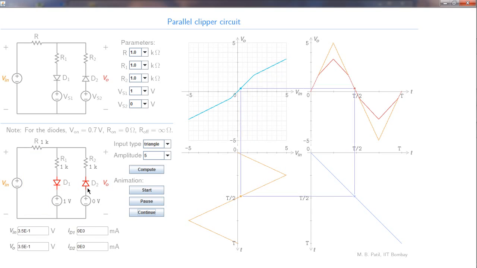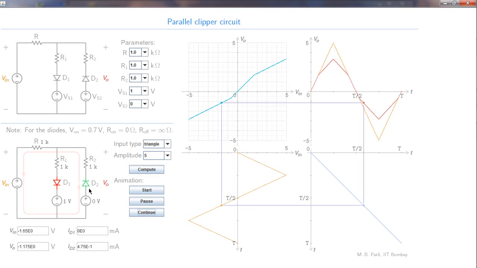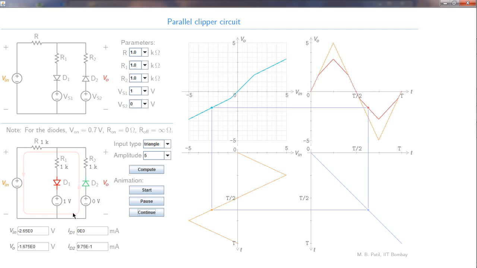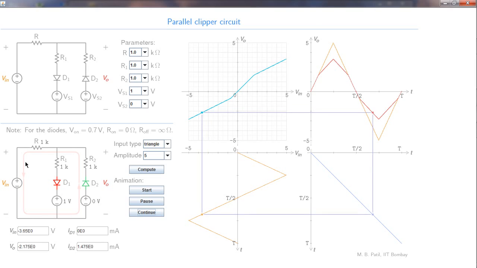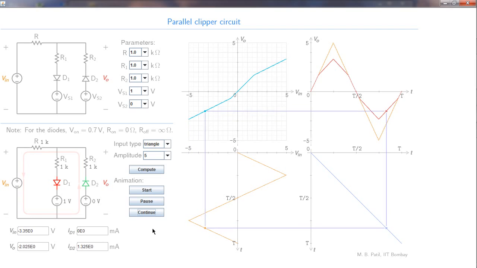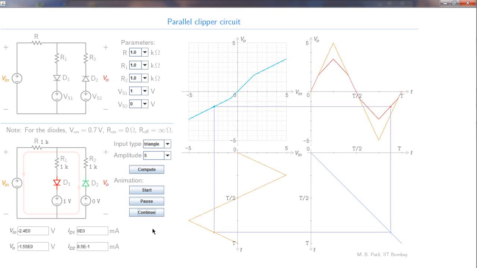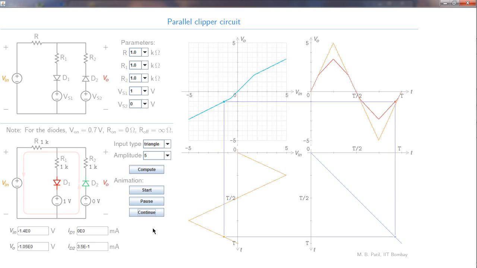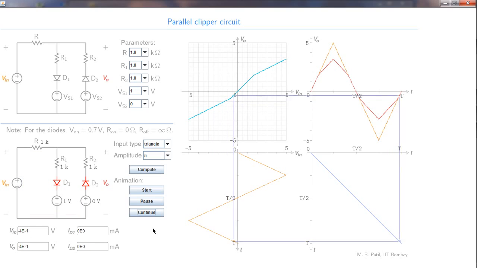So no diode is conducting now. Now D2 has started conducting. Also the current path has changed. And that is the end of the simulation.